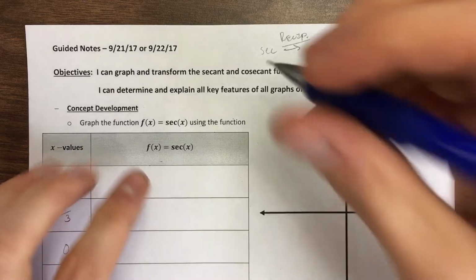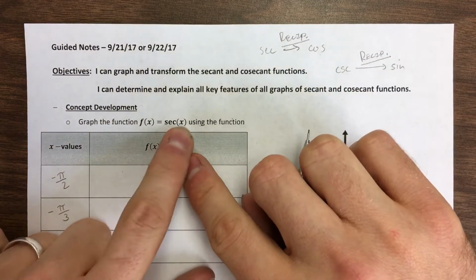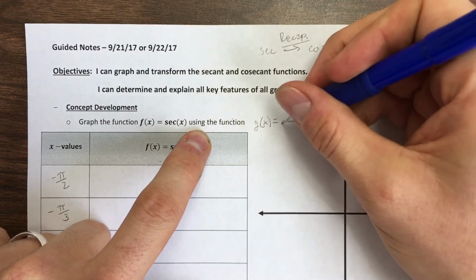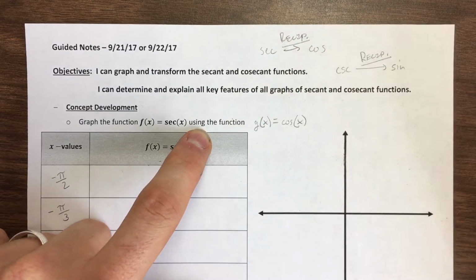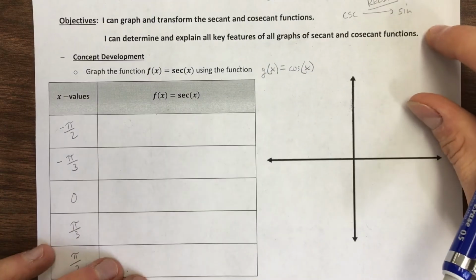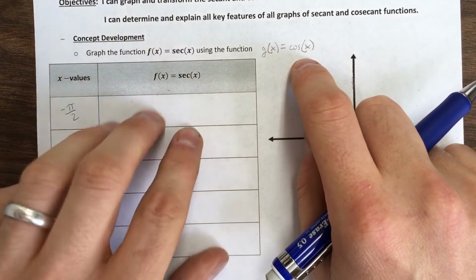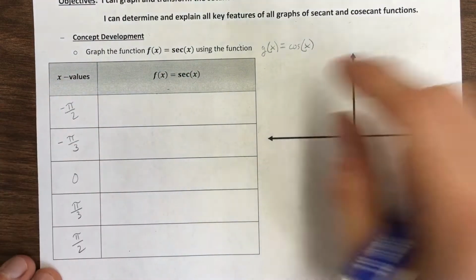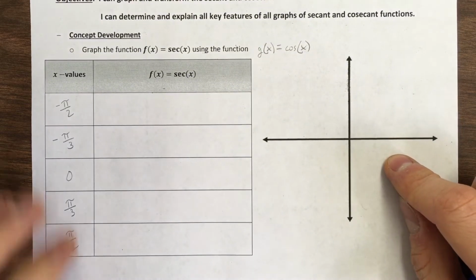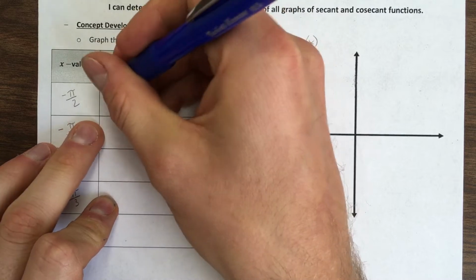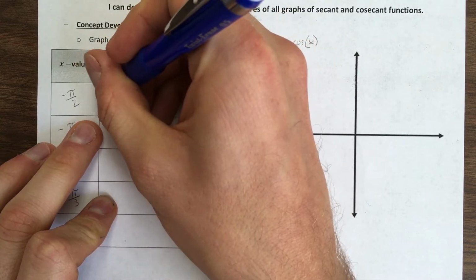And so what we can do is graph the secant function using the function, let's call it g of x equals cosine x. Let's see how we can do that. So for example here, if I have secant of x and I want to find it for all of these x values, if you want to pause so you can write down these x values, that might be good. But we can go ahead, I'm going to try to do this.